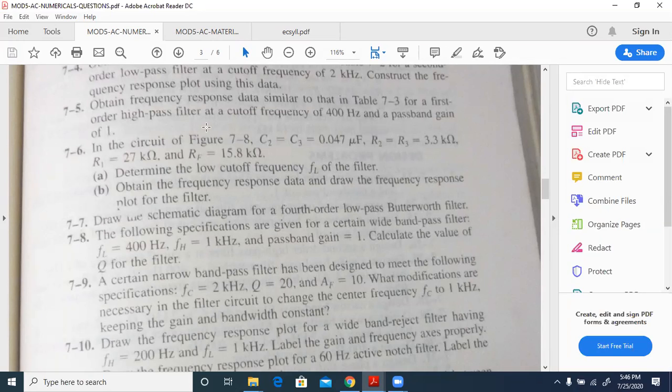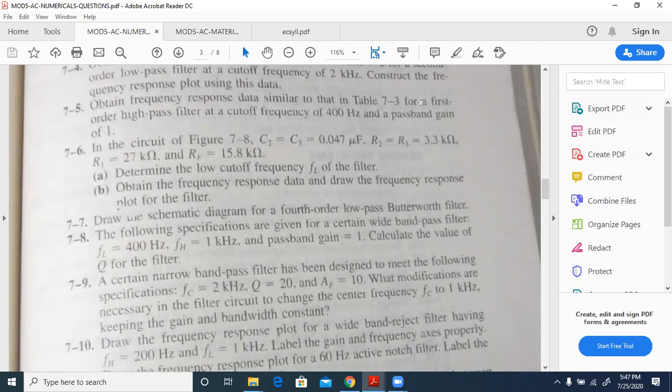As far as passband gain is concerned, AF will be equal to 1 plus RF by R1, and naturally the 1s cancel, RF will be equal to 0, and R1 will be equal to infinity. Either way you can write that. That finishes the job, or you can just say that for a passband gain equal to 1, we'll be using the voltage follower circuit.